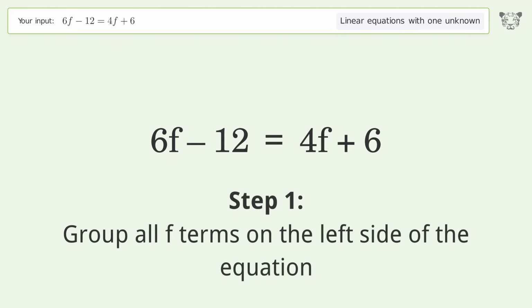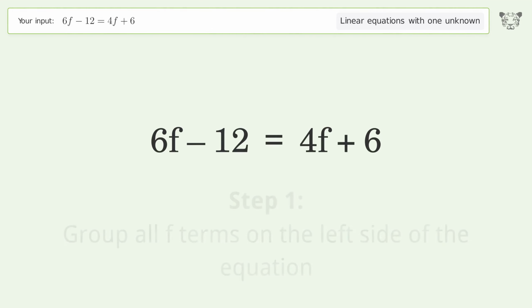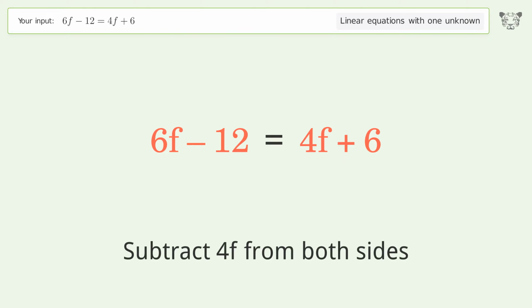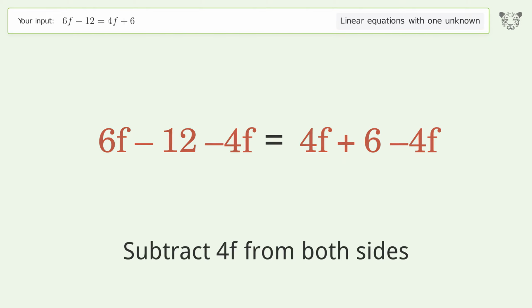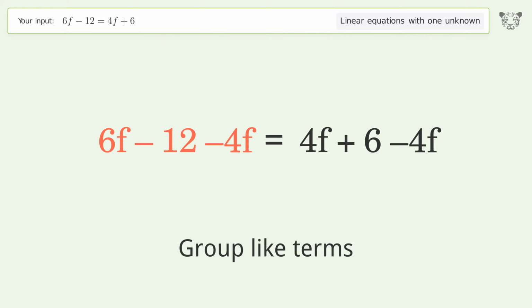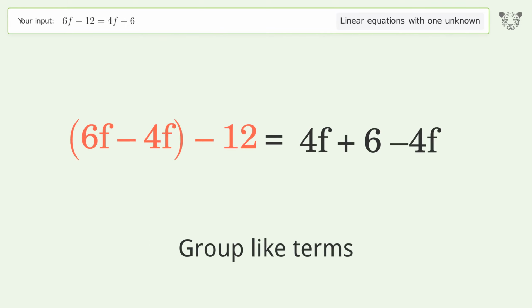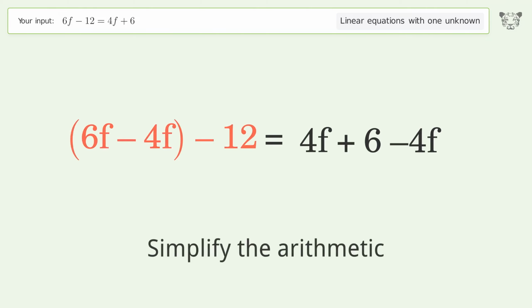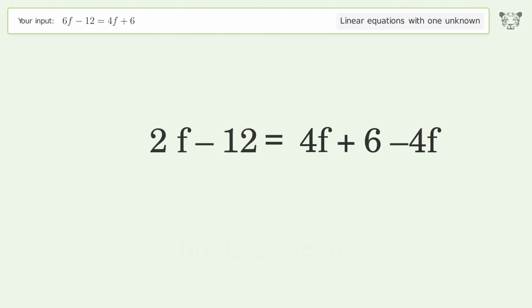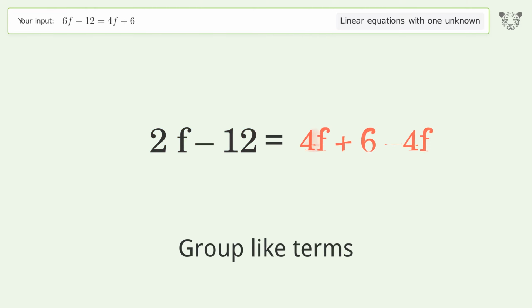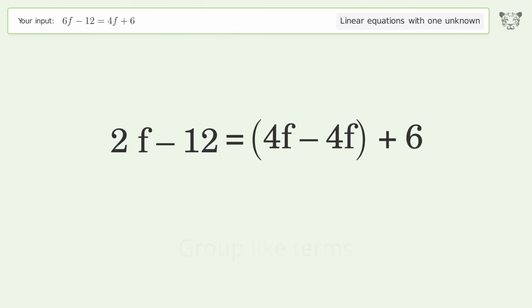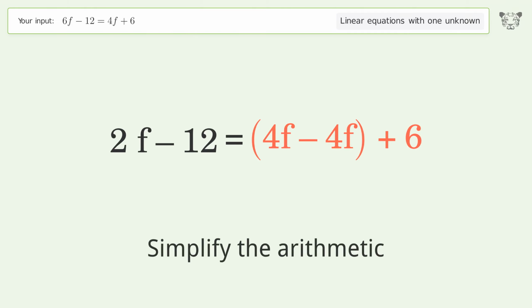Group all f terms on the left side of the equation. Subtract 4f from both sides. Group like terms. Simplify the arithmetic. Group like terms. Simplify the arithmetic.